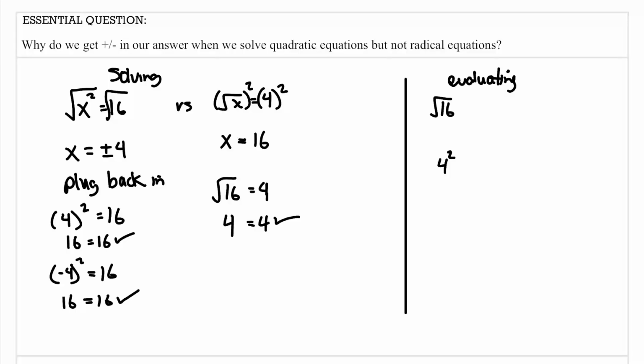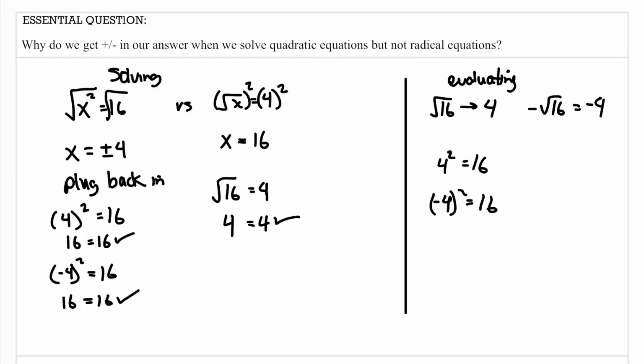So that takes us to evaluating. When you take the square root of 16, some people want to apply the rule for solving a quadratic and apply that to evaluating a radical. But with this one, we're just getting the principal root of 4, not negative 4. In order to get negative 4, we would need the negative on the outside of the radical, which gives us negative 4. 4 squared is always going to equal 16, just like negative 4 squared will also always equal 16.